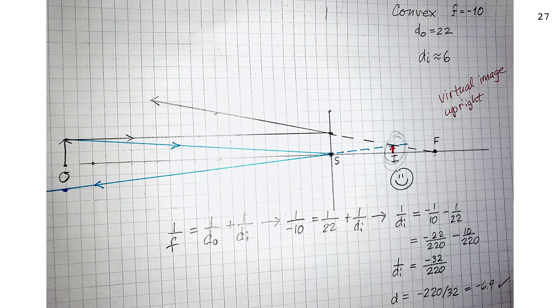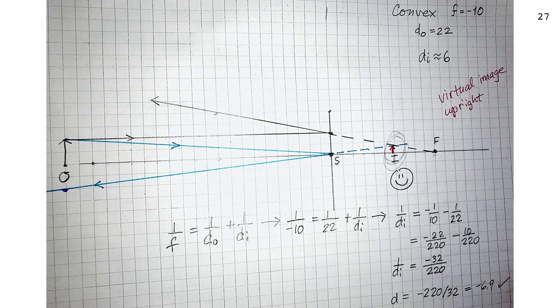You know, the other one was upside down, inverted. But this image here, we got it pretty good, location and height. It's a little bit shorter. It's upside down, it's inverted, but it's real. You could put film here and get an image. And that's for the concave mirror, but not for this one, the convex mirror.